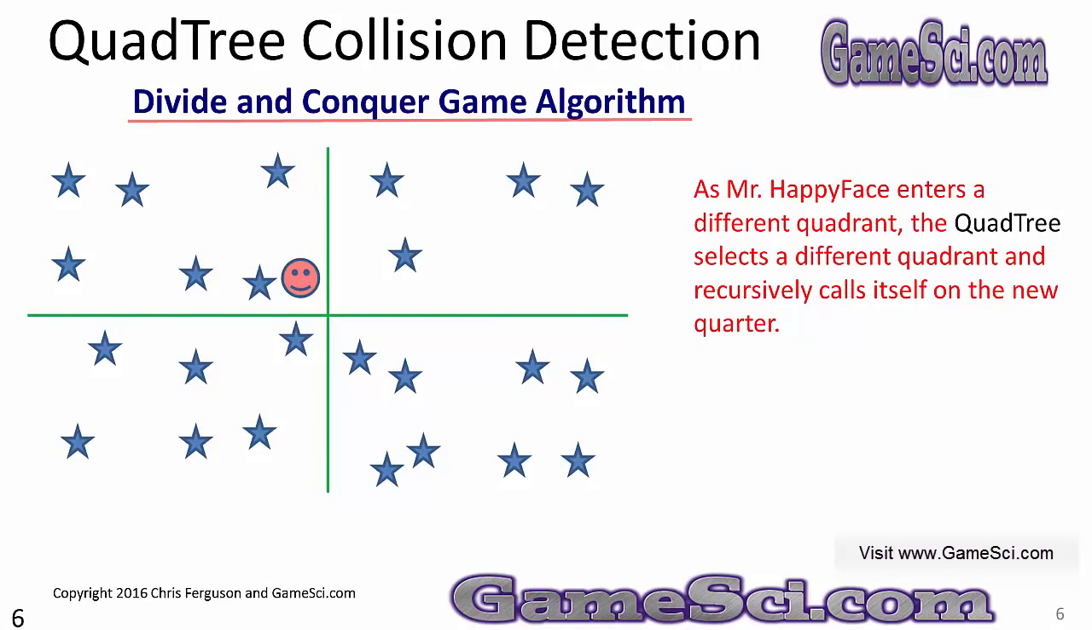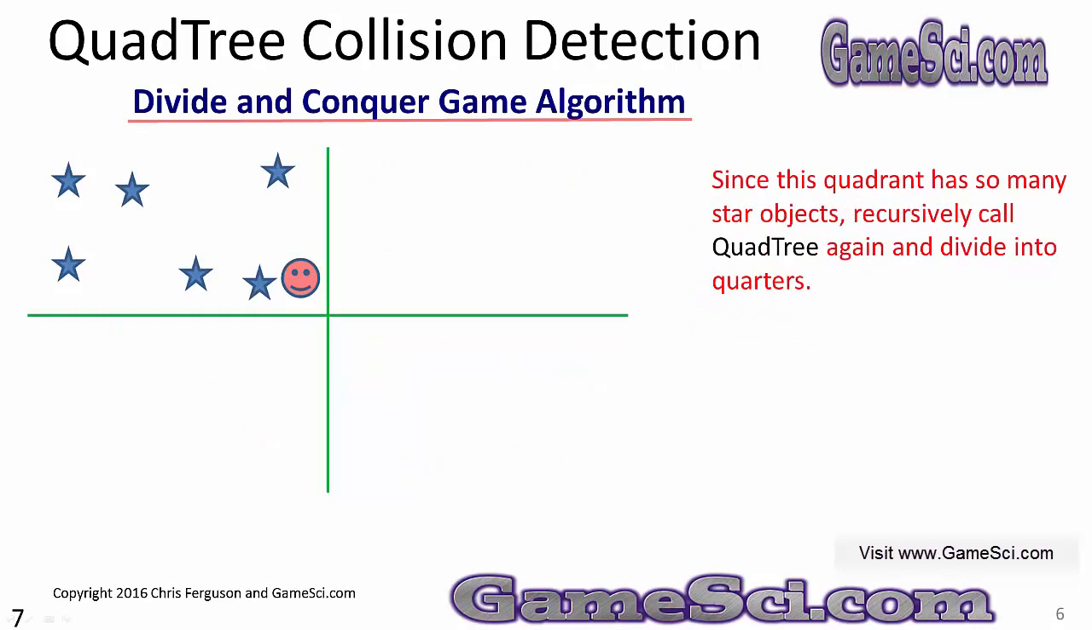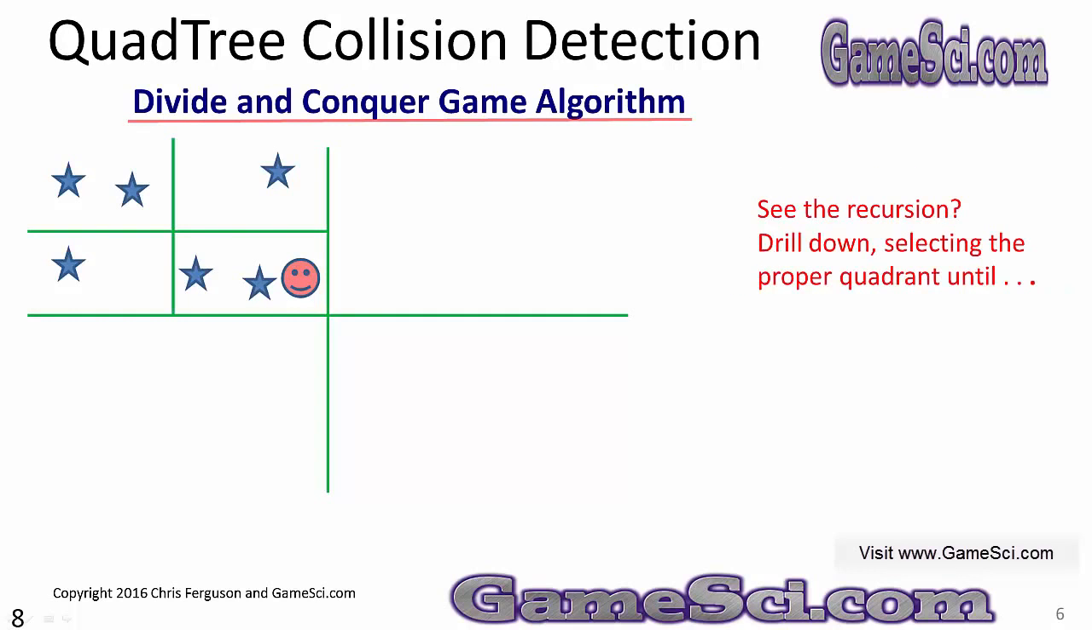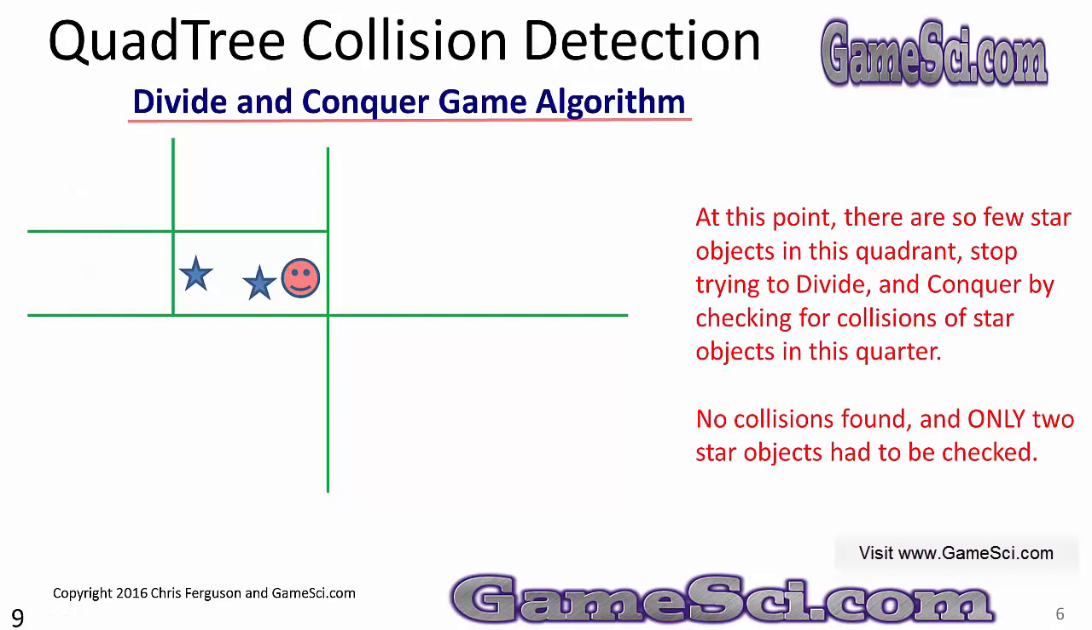So as Mr. Happy Face moves across the screen, he enters a different quadrant. The Quadtree selects a different quadrant and recursively calls itself on the new quarter. Bang, I don't have to check any stars in that quadrant. Since this quadrant has so many star objects, again, I'll recursively call Quadtree again and divide that section into quarters. See the recursion? I'm going to drill down, selecting the proper quadrant until what? Until we reach a reasonable number of objects to check.